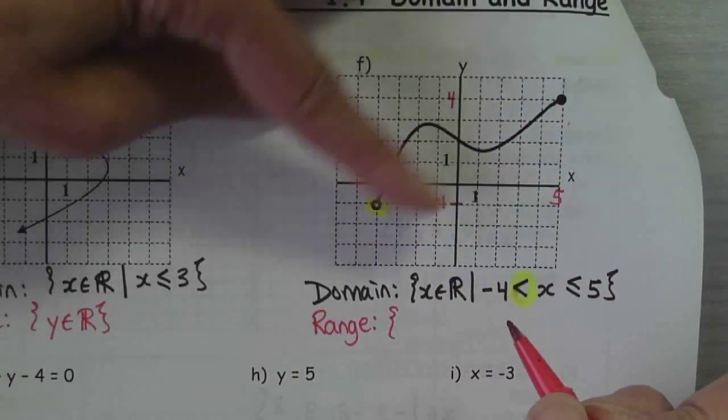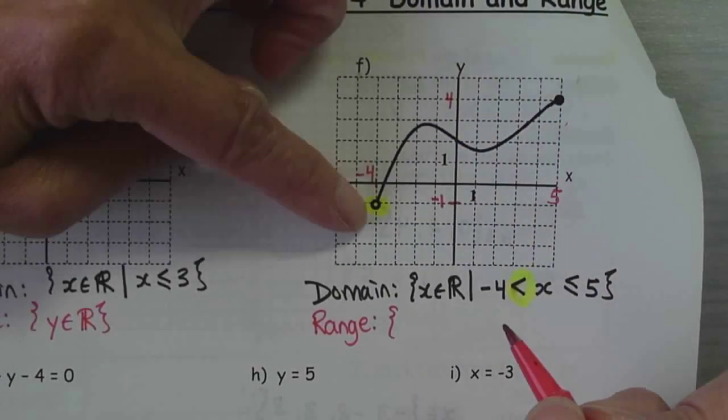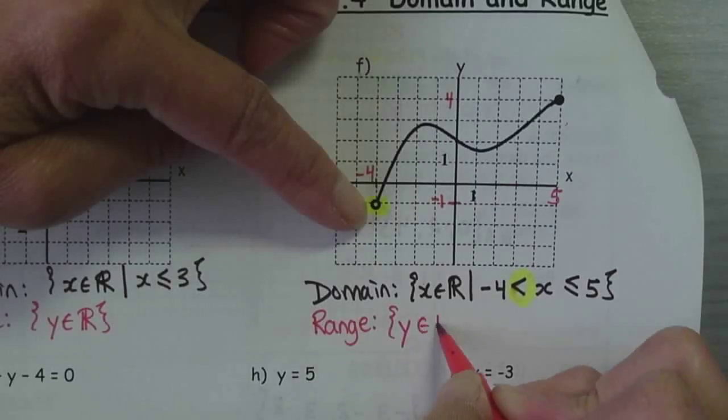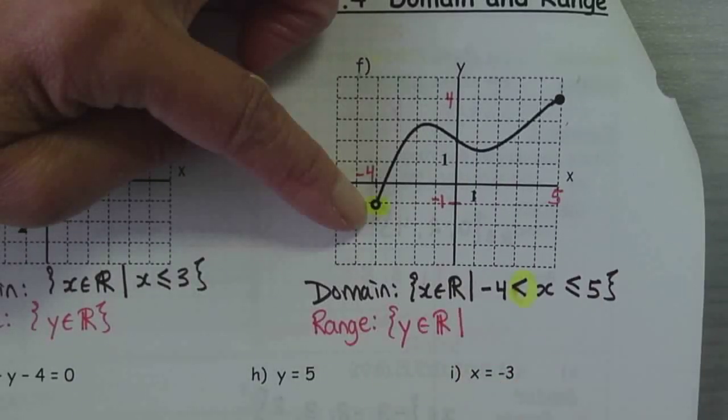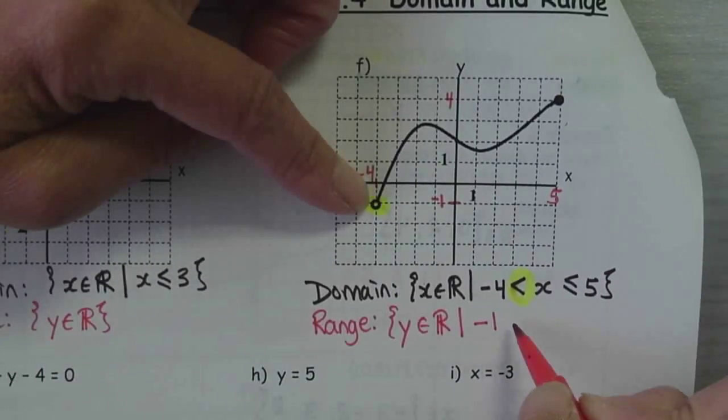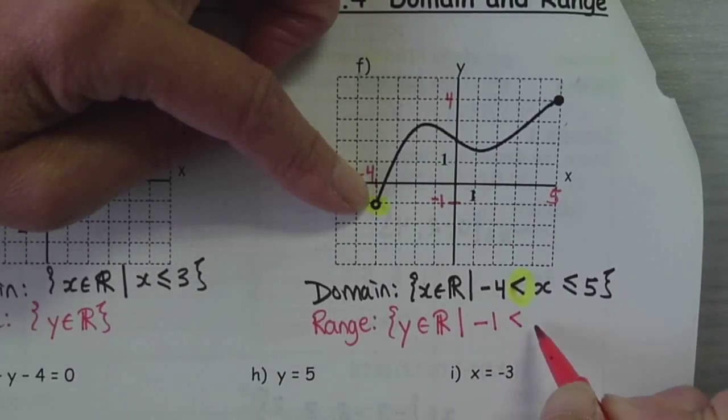So you can describe that to me. It's in between those two numbers. So it starts here. Can it touch that? No, right? It can't touch it, so cannot. So it's going to be at -1, but don't touch it. So like this.